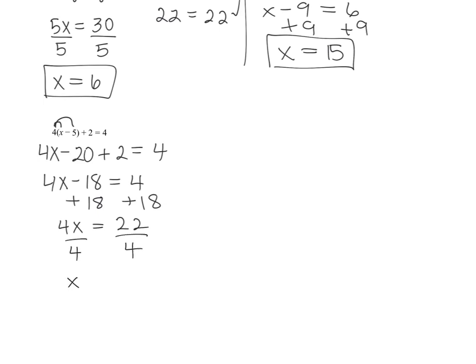Now, 22 divided by 4 is not a whole number. And I don't like to write decimal answers, so I want to leave my answer as a fraction in simplest form. So 22 divided by 4, both of those are even numbers, which means they can simplify. I can divide both of them by 2. So we end up with x equals 11 over 2 as our final simplified answer.